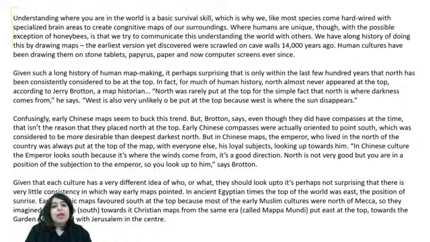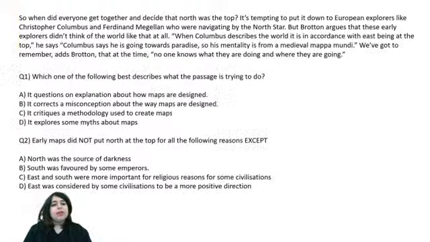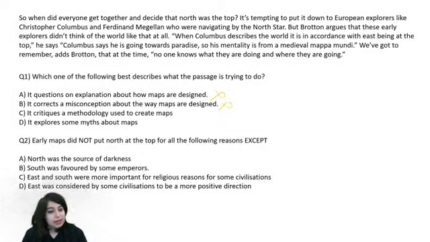Now, they are saying that we have a long history of communicating by drawing maps, and how we drew them, and that in the last few hundred years North has been consistently considered to be the top, but North much never appeared at the top earlier. So it is an explanation about how maps are designed, not really how they are designed. It corrects a misconception about the way maps are designed. It is not correcting anything. It critiques a methodology used to create maps.